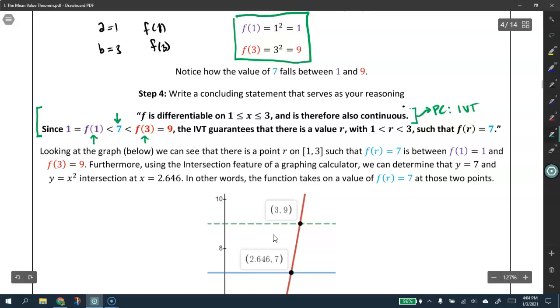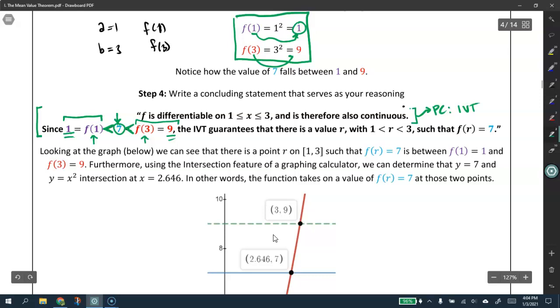But the question is, what was the function value at 1? The function value at 1 was 1. So what you do is you write down this little notation here. You say that 1 is equal to f of 1, right? And then on the other side, you write down that because 3 corresponded to 9, the f of 3 is equal to 9. So what you're saying is the number 7 is between the number 1 and the number 9. With these inequalities that you've made here, that's getting that statement across.